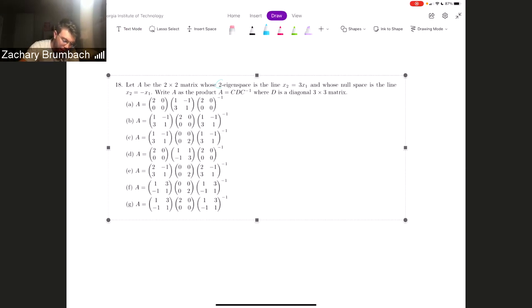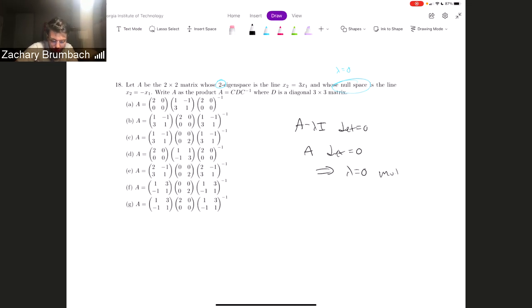So in this case, we have a 2 eigenspace, and we have a null space, okay? And a null space is a lambda equals 0 eigenspace, okay? Because remember, our A minus lambda I has a determinant of 0. And if A's determinant equals 0, that means lambda equals 0 must... Oh my god, why can I not write?